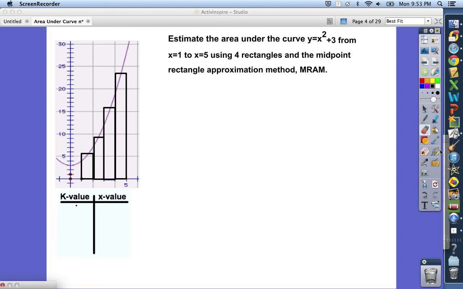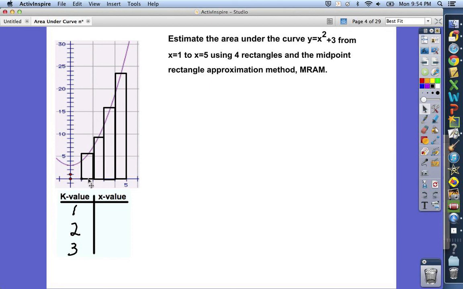So it's time now to set up our chart. First we start with the k values 1, 2, and 3, which represent the rectangle numbers. Remember, this is going to be a chart that helps us convert once we use the sigma notation. What we're trying to find is the appropriate x value to plug in to each rectangle so that you can find the height of that particular rectangle based on the fact that it does touch the curve y equals x squared plus 3.